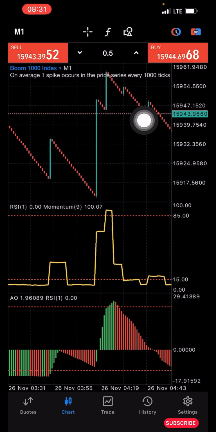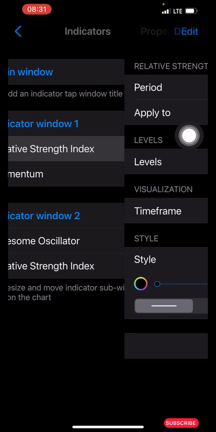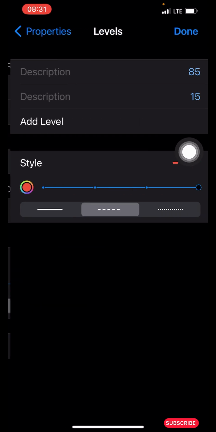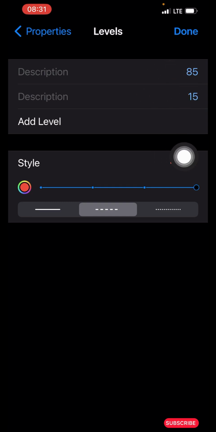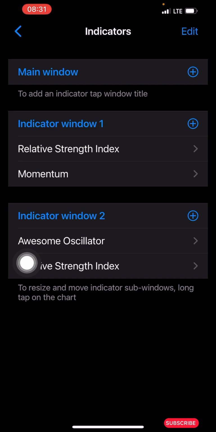Now for this strategy, you have to click on this F icon here. After clicking on that, you are going to search for the relative strength index, which is our first indicator. You click on the main window plus icon, you search for your relative strength index. The period is 1, apply to close. The levels, you are making it 85 and 15, color is red, 4 pixel. You click on done. Time frame is all time frame. Now the style, you are going to make it the color of your background. I'm using black because my background is black. You make it 1 pixel, then you click on done. That's it for the moving average.